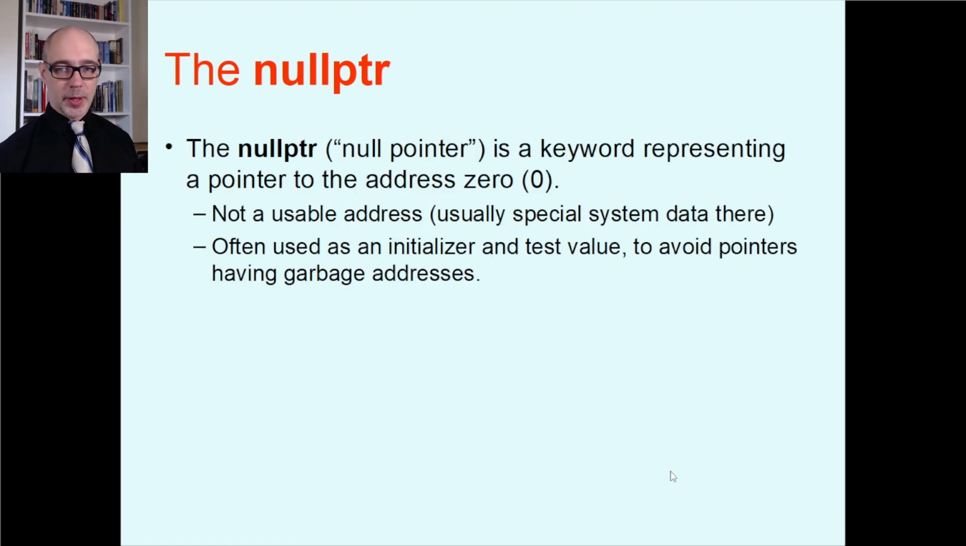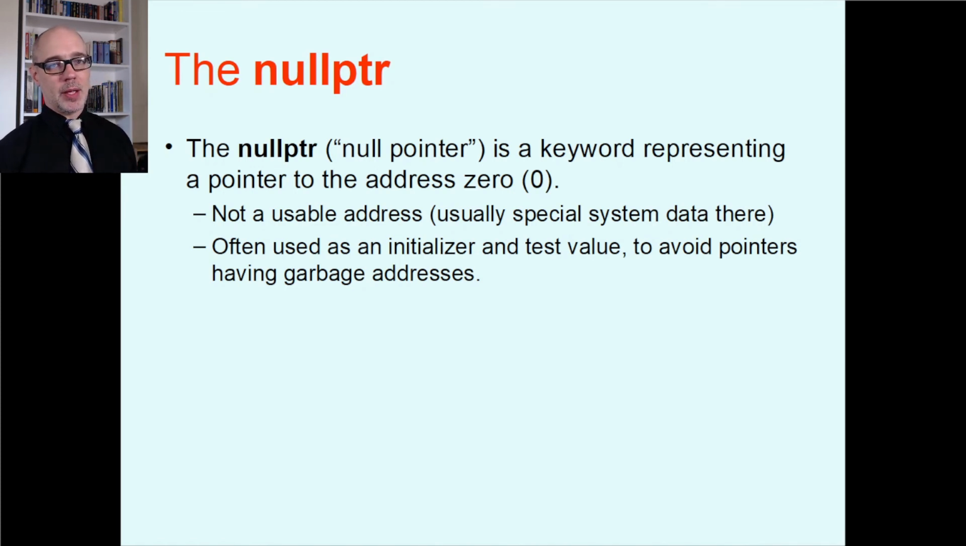One other thing here, there is a keyword now in C++ called nullptr. The nullptr is a keyword representing a pointer to the address 0 specifically. Now, that's not a usable address. There's usually special system data there, so you definitely can't save data there at all. The reason why that's in the system is we often use that as an initializer and a test value to avoid pointers having garbage addresses.